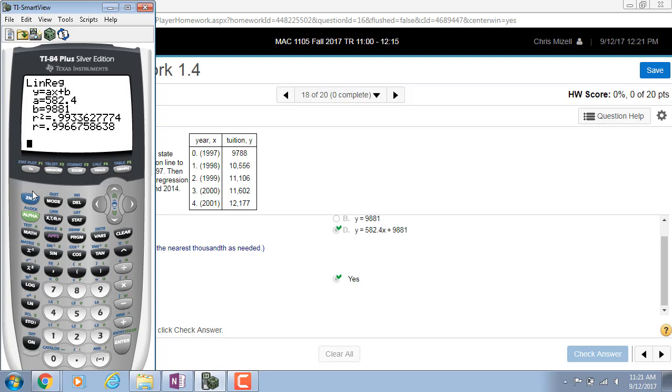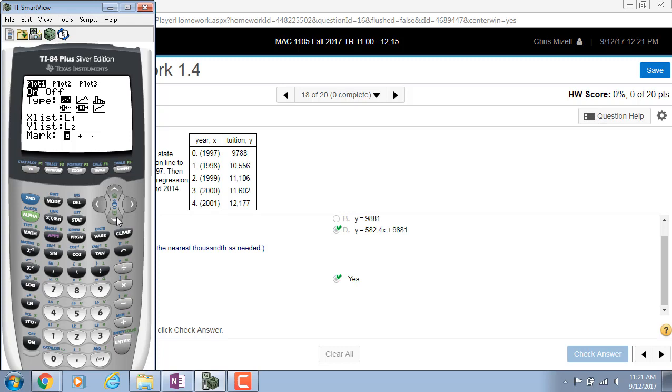So here goes. Second button followed by y equals, where the stat plot is. Number 1 on the list, plot 1. I'm going to press the number 1. That's the one we'll activate. I'm going to press enter to turn that stat plot on.